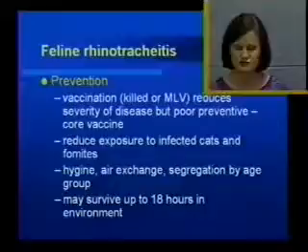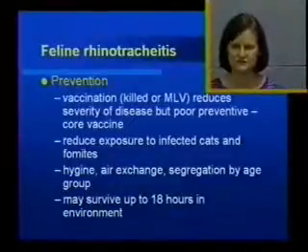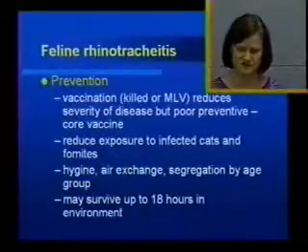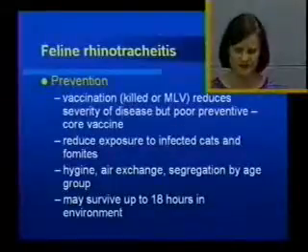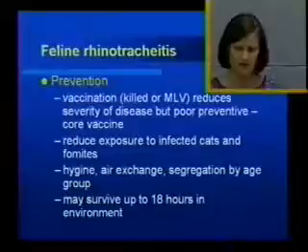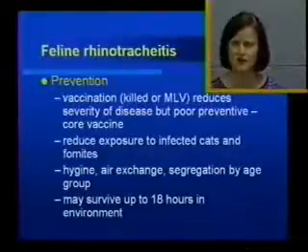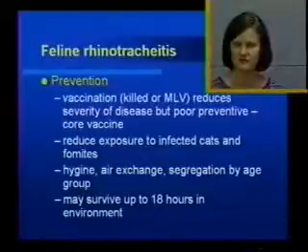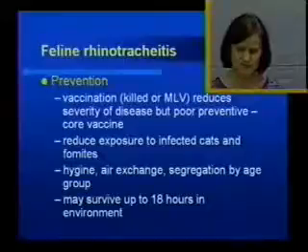Prevention is by vaccination using either killed or modified live vaccines. These vaccines will reduce the severity of disease if a cat becomes infected, but they do not prevent the infection itself. This is a core vaccine, and all kittens and cats should be vaccinated against this virus. Prevention is also important by reducing exposure to infected cats and fomites, and in shelter or hospital situations, hygiene, good air exchanges, and segregation of cats by age group and susceptibility is very important to prevent transmission.